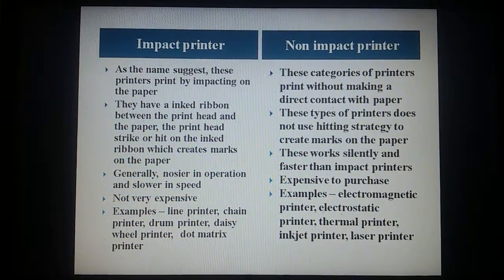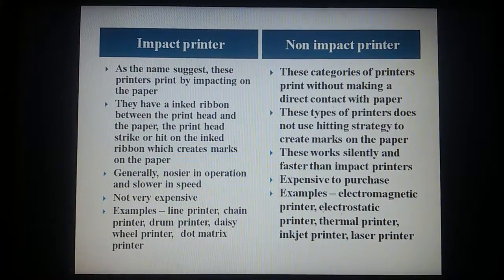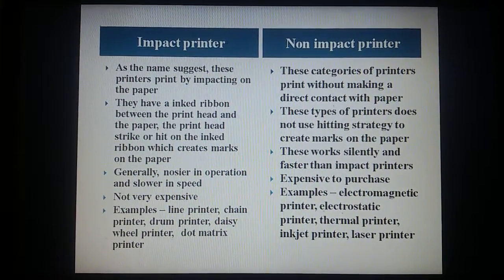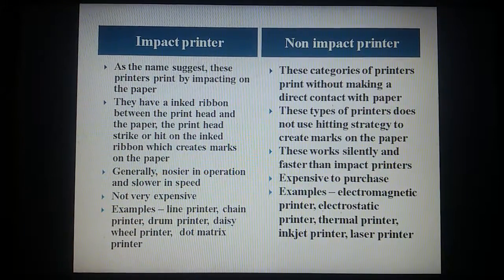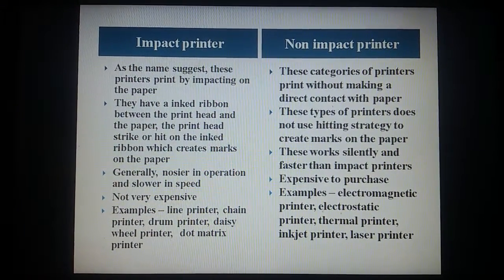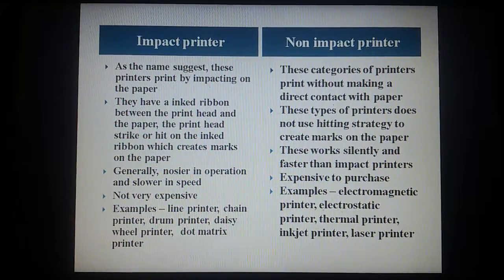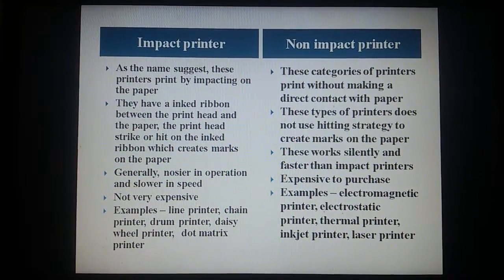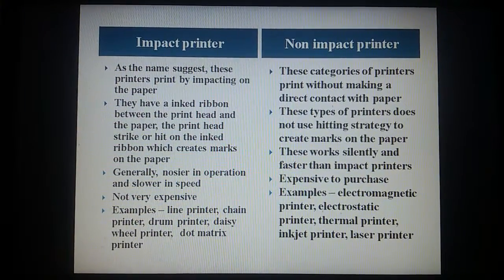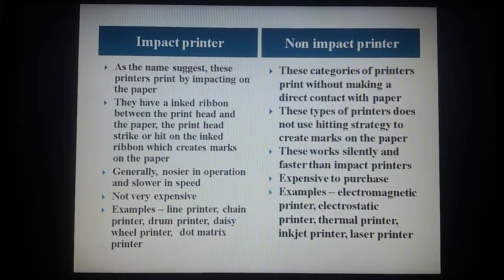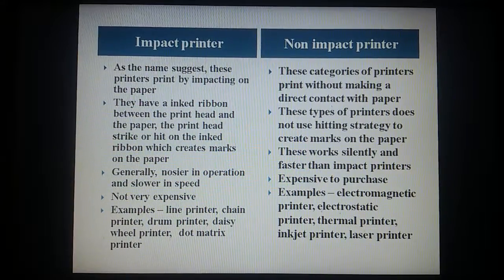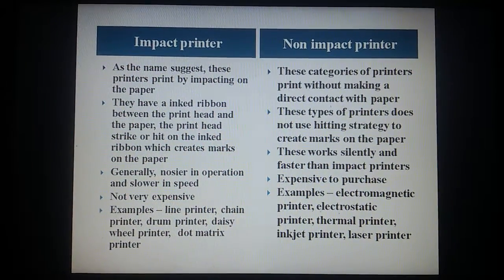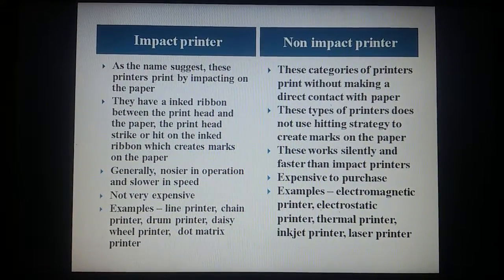Now come to non-impact printers. This category of printers print without making direct contact with paper. These types of printers do not use a hitting strategy to create marks on the paper. They work silently and faster than impact printers. Expensive to purchase. Examples: electromagnetic printer, electrostatic printer, thermal printer, inkjet printer, laser printer.